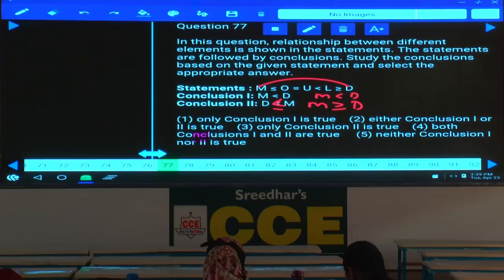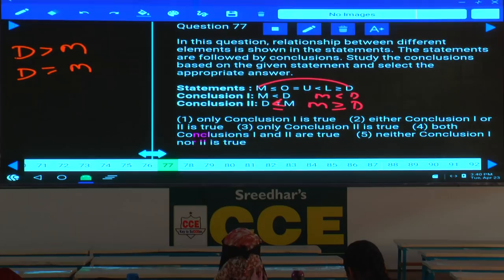This girl can be taller than that girl, that is greater than, or this girl is of the same height as that girl, that is equals to, or this girl is shorter than that girl, hence lesser than. Hence in general, while comparing two different entities or two different letters, we'll have only three possibilities. Broadly, only three possibilities: either lesser than, equals to, or greater than.